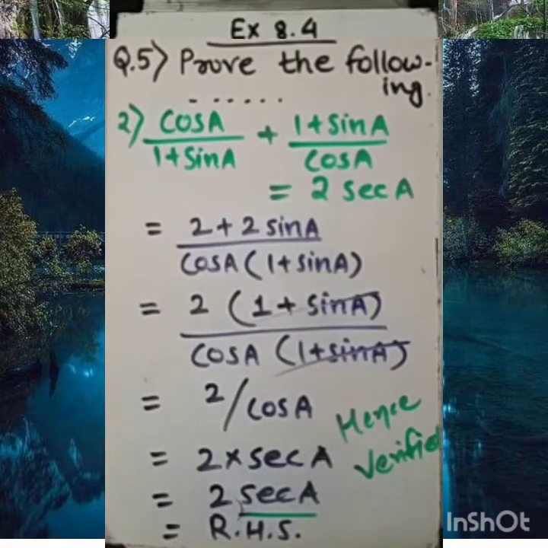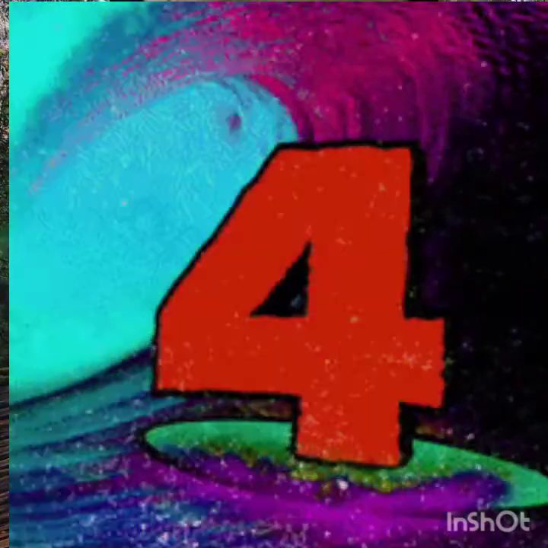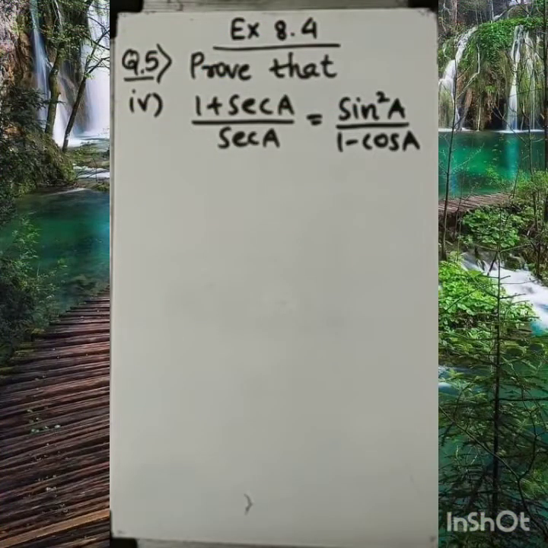Clear? Now, my dear student, question number 5, the fourth one, is on your screen. The question says 1 plus sec A upon sec A equal to sine square A upon 1 minus cos A. So my dear student, there isn't any criteria or foundation that we need to start with LHS all the time. If we feel comfortable to sort out the equation with RHS, then we are free to start with that also. Sometimes in some of the questions, maybe we have to go with the LHS and RHS both. Then in such a case, what to do, that also I am going to explain to you.